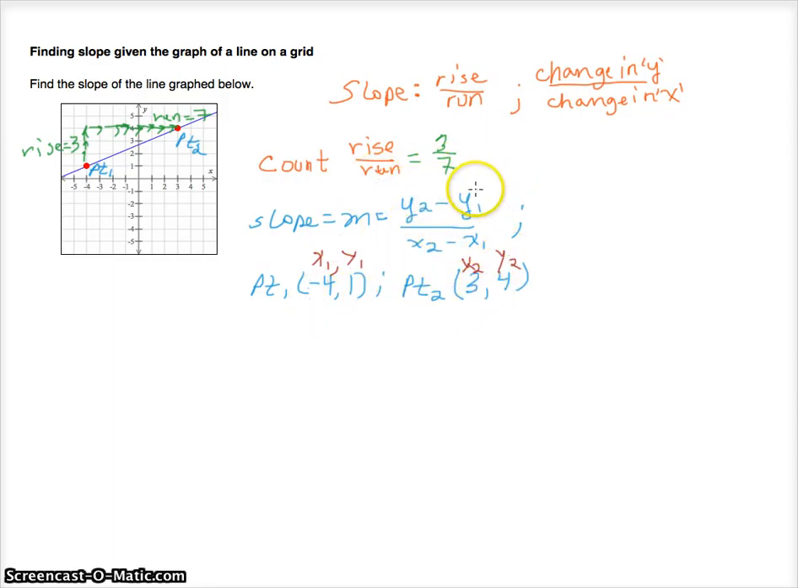So it says y2 minus y1. First we'll say slope equals y2. So y2 is 4 minus y1, which is 1, over x2, which is 3, minus x1, which is negative 4. So minus negative 4. And now we do some simple subtraction. 4 minus 1 is 3. 3 minus negative 4 is 7 by changing to add the opposite.